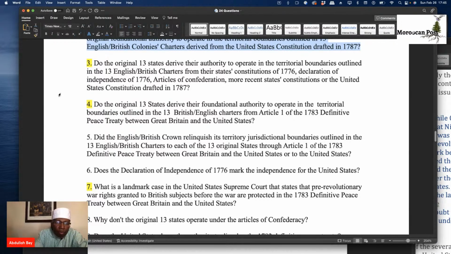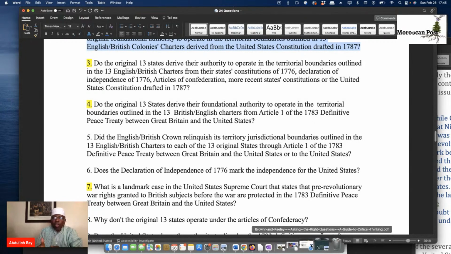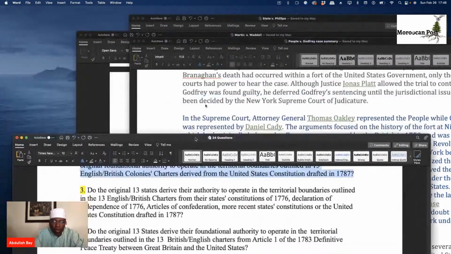Do the original 13 states derive their authority to operate in the territorial boundaries outlined in the 13 English/British charters from their states' constitutions of 1776, Declaration of Independence of 1776, Articles of Confederation, more recent states' constitutions, or the United States Constitution drafted in 1787? None of the above. From Article 1 of the 1783 Definitive Peace Treaty between Great Britain and the United States, the article which we just read. So none of the above.